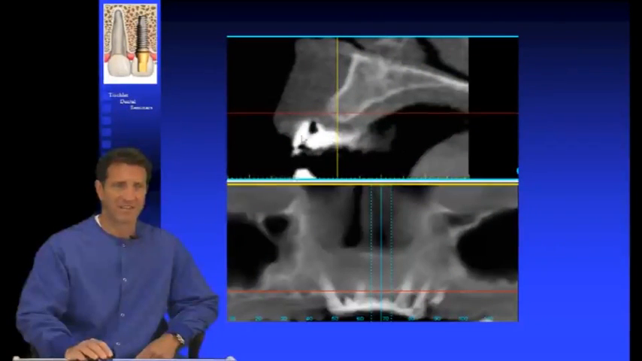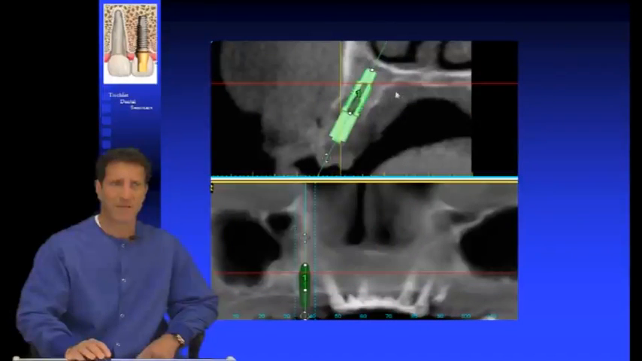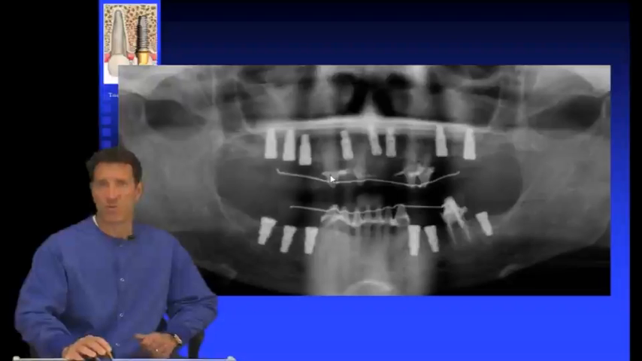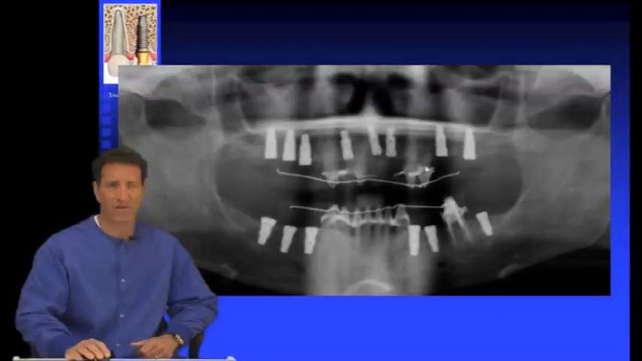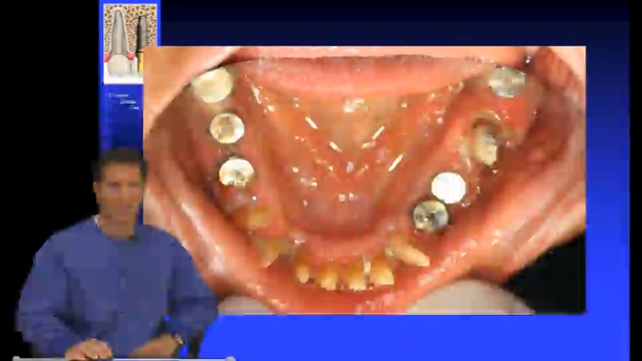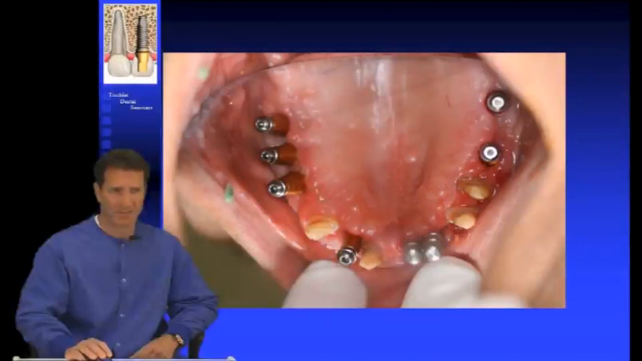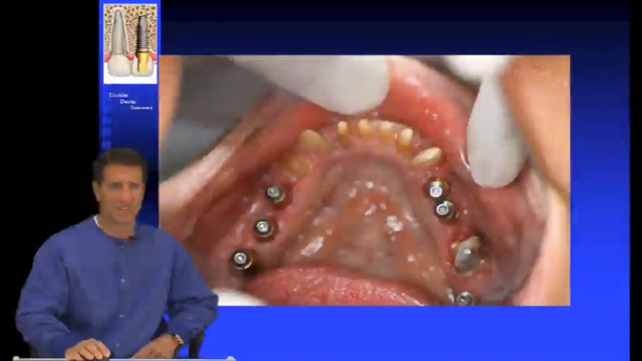And then I'm going to take a CT and plan for my placement of implants. I'll now have the patient wearing the provisional for a period of about 4 months while the implants are healing. And I'll then uncover them, take impressions of the implants and the natural teeth.